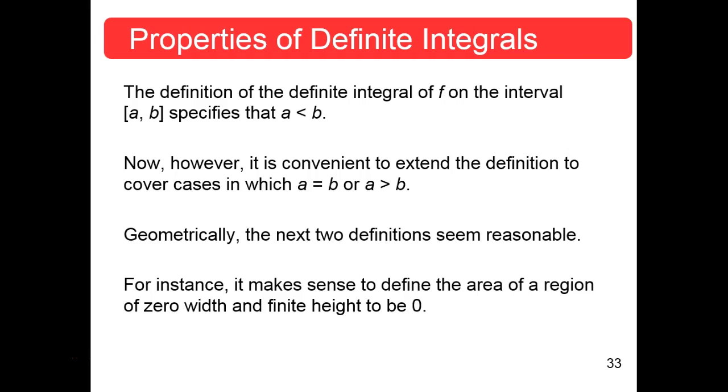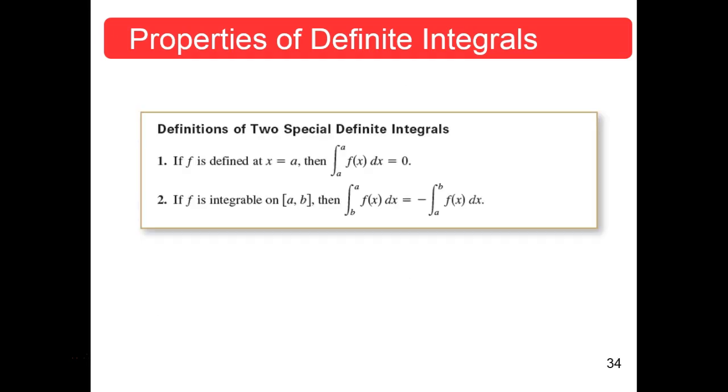And indeed, you'll see that's the case. For instance, it makes sense to define the area of a region of 0 width, which is a single line where a is equal to b, and a finite height to be 0. And that's exactly what we do. And here are those two definitions of special integrals. If f is defined at x equal a, and the integral from a to a, you're not going anywhere, you're right there at a, of f of x, whatever that value is, the dx is 0. So whatever this is, even if that was 3 million, 3 million times 0 is still 0. Okay? Because your beginning and end point, you haven't gone anywhere.